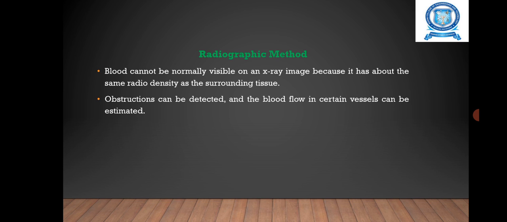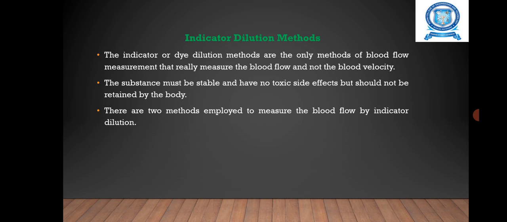Then the next one is the radiographic method. In this method, blood is not normally visible on an X-ray image because it has about the same radio density as the surrounding tissues. Here we use a contrast medium in a blood vessel, so that the circulation pattern can be made locally visible. Then the next method is the indicator dilution method. This is the only method of blood flow measurement that really measures the blood flow and not the blood velocity.